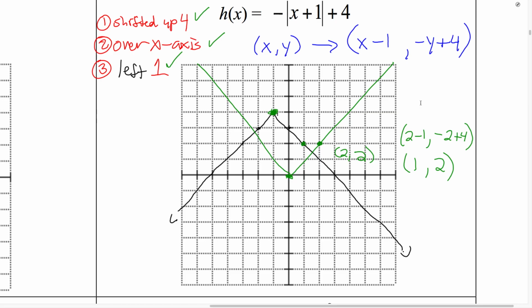Put the negative on the y before you put the plus 4. Because otherwise you're doing what Annie said: how do I know it's not negative parentheses y plus 4? We would reflect the shape before we slip it. Yes. Absolutely.